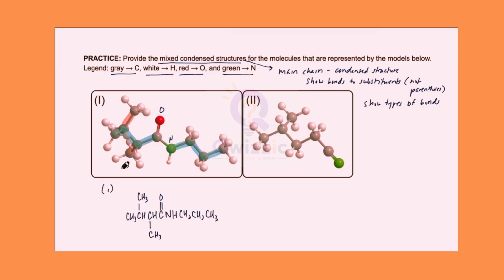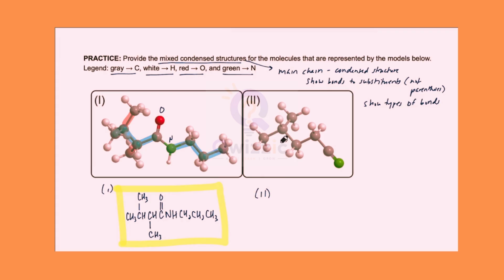So for number 1, our final condensed structure, or mixed condensed structure we should say, is CH3, CH, the line from the C, and then CH3, then CH with a line from the C saying CH3, and C double bonded to O, NH, CH2, CH2, CH3. So there's our mixed condensed structure there.